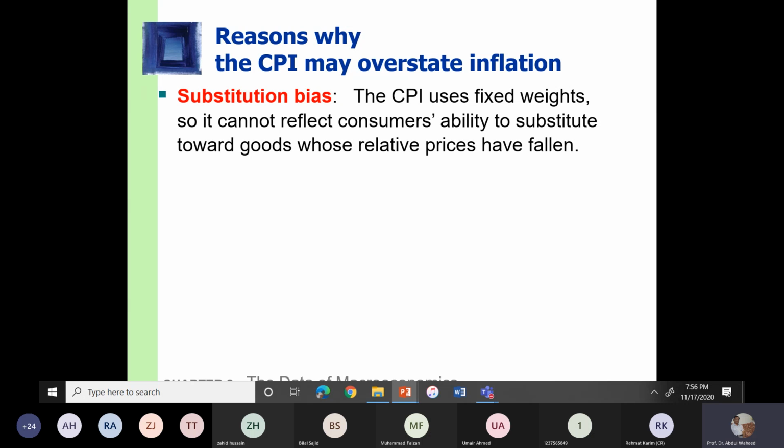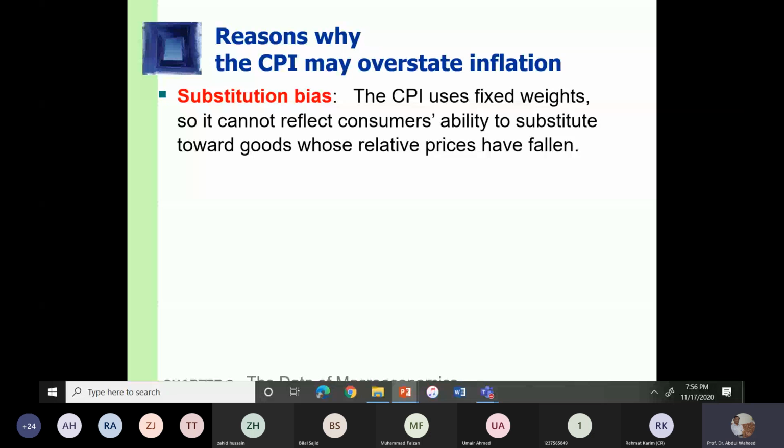You see, when there is an increase in the price of a commodity, we substitute that good with some other good whose price is relatively lower. But this substitution is not reflected in the consumer price index. That's why we say there is a substitution bias.